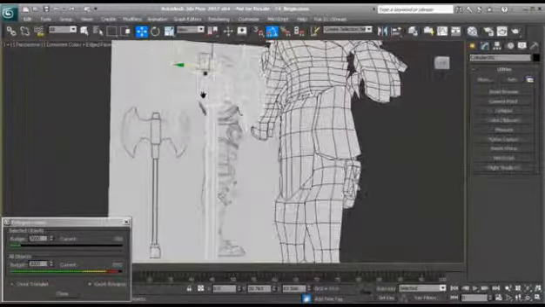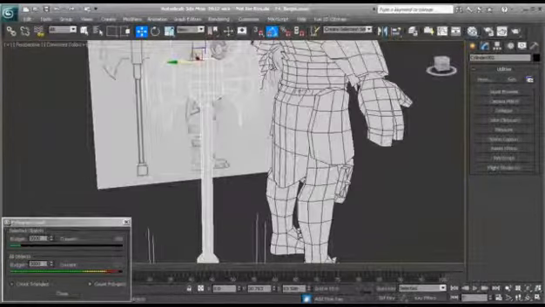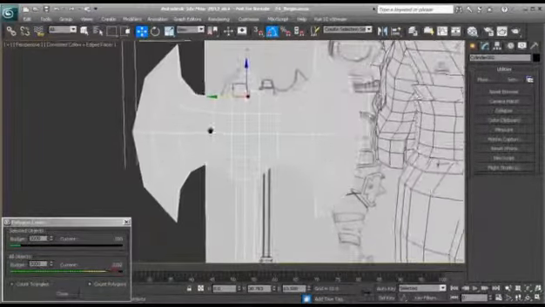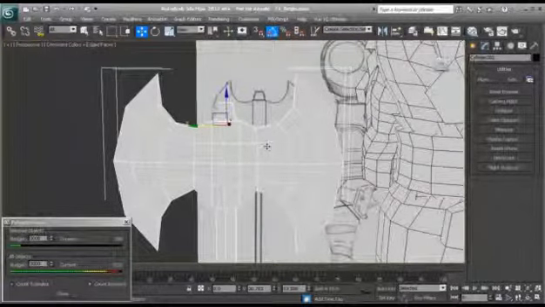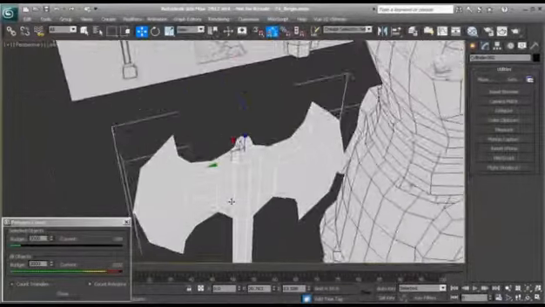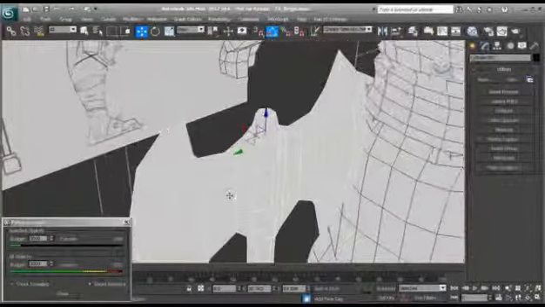Now, the axe really isn't all that complex, but there are some areas where we would actually need that geometry, but then there are other areas where we could do without some specific geometry. So let's take a look at some of those areas.